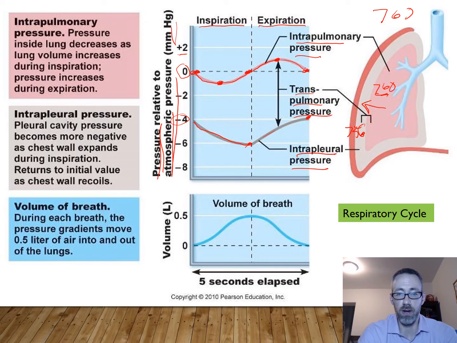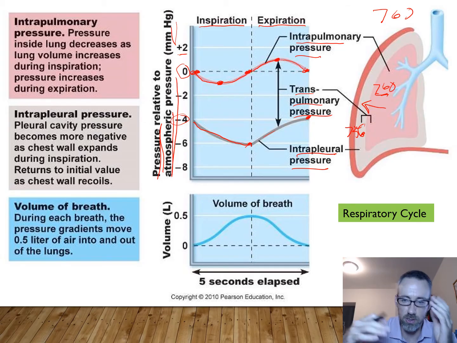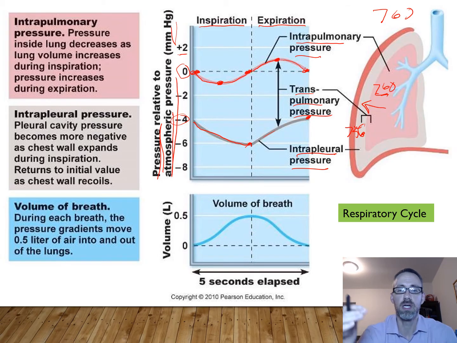As you breathe in, though, you're creating a larger gradient. Okay, so the intrapleural pressure drops to -6 in this case. In this case, it would be 754, and the lungs are still 760, and so therefore there's a larger gradient, and the lungs expand outward against that elastic recoil. So it overcomes the elastic recoil and is able to actually open up more.